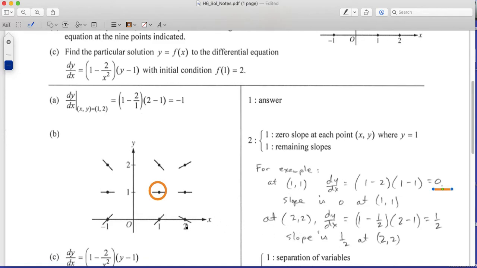Here's another example at 2, 2, this one right here. Well, we plug x equal 2 and y equal 2 into the same differential equation. Here's my work, and you get dy/dx is equal to 1/2. So this line segment at 2, 2 needs to have a slope of positive 1/2, and that's a reasonably drawn line segment with a slope of 1/2.